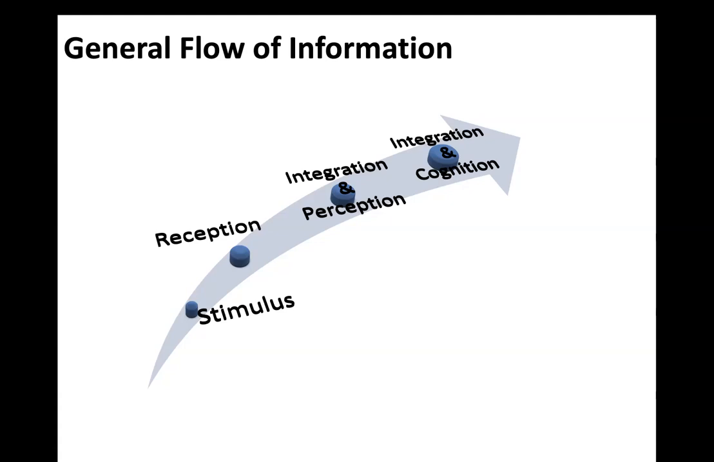That information will then get integrated with other sensations, leading to a cognition or an awareness of the sense. This cognition leads to a cognitive response, sometimes referred to as an emotional memory. Unless we get the information passed all the way up into this cognitive response, we will not remember the stimulus.